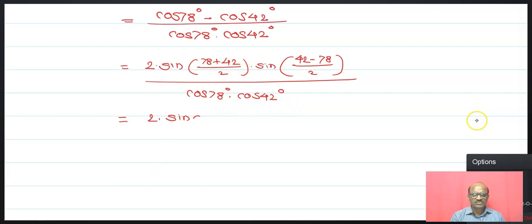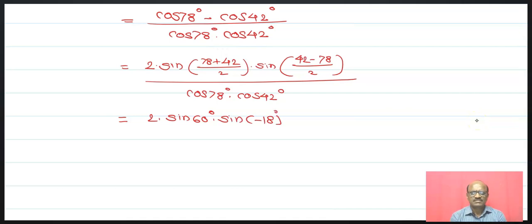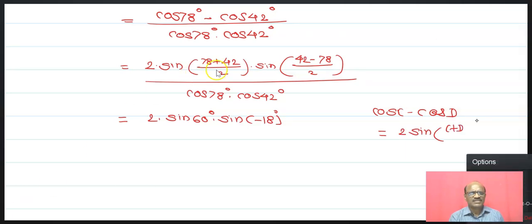Now take the sum of these two angles. That is 2 times sine 60 into sine of minus 18. The sum is 120, and 120 upon 2 becomes 60. The subtraction of these two is minus 36, and minus 36 upon 2 is minus 18. Now there is one more formula: sine of minus theta is minus sine theta.